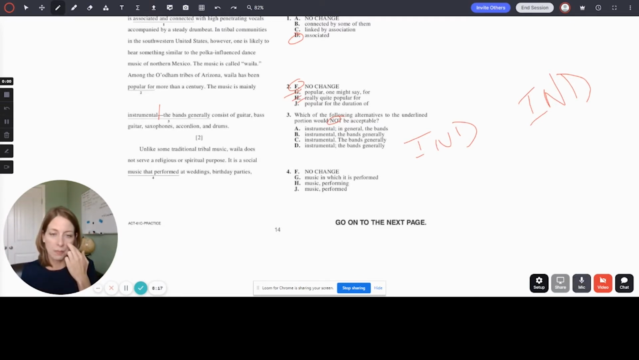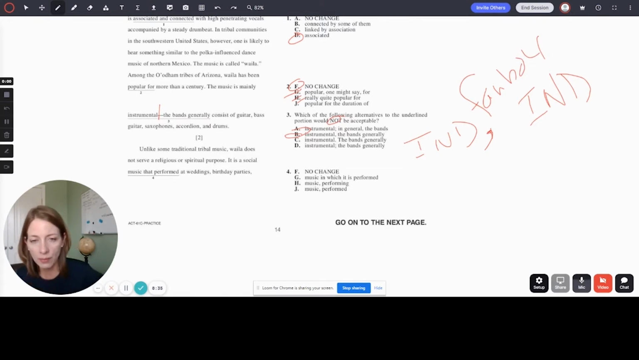Okay. So feeling pretty good about B, in that you can't hold two sentences together with a comma only. You'd have to put a FANBOY. If I put a FANBOY here with that comma, then that would work. But B is not acceptable.